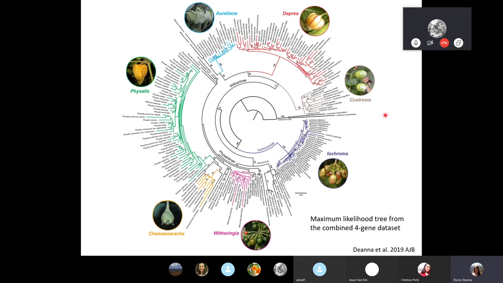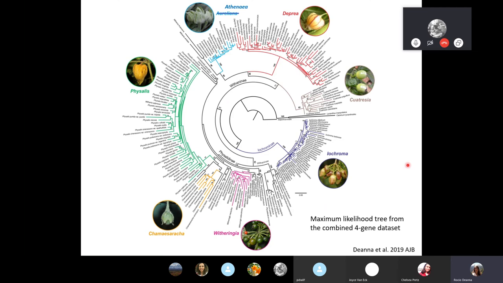So this is the consensus tree of the maximum likelihood analysis with the combined data set with the four markers. We keep 220 taxa plus the three outgroups after pruning the rogue taxa. Here, different colors are showing major groups, such as red, which is indicating Prea, and green, which is indicating the non-monophyletic Physalis. Blue, for example, is the subtribe Iochrominae, whereas the light blue is the monophyletic Aureliana that now is called Athenaea.